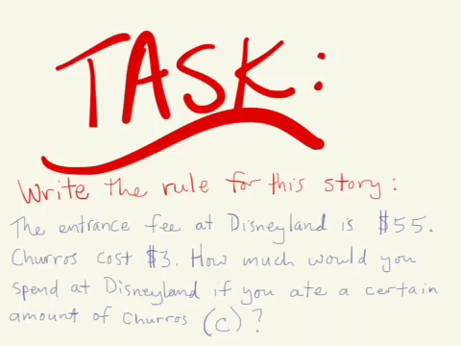So think about what the rule would look like and imagine yourself in this situation. You can close your eyes and draw yourself walking through it. Write the rule for this story. You do not need to do a function table. We're just checking to see if you can get the rule. And you'll share that with your partners tomorrow.